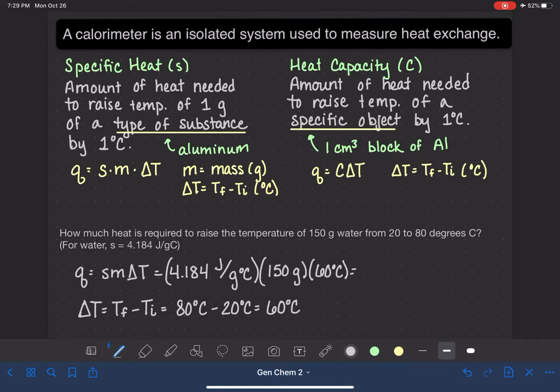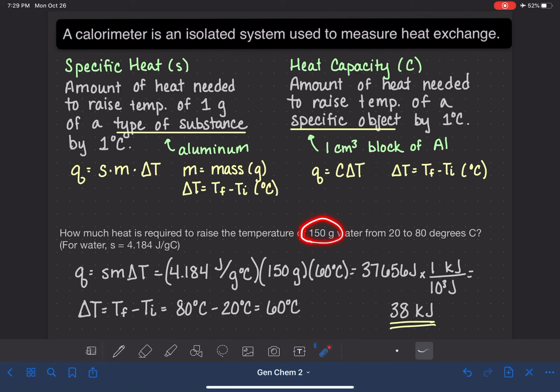If we do the math on this and work this all out without thinking about significant figures, we get 37,656 joules. That's a pretty big number. And a lot of times these numbers are expressed in units of kilojoules rather than units of joules. 1 kilojoule is 10 to the third joules. And if I turn this into, let's just say 2 sig figs, this would be 38 kilojoules. And again, this answer is telling us 38 kilojoules of heat are necessary to raise 150 grams of water by a 60-degree temperature change.